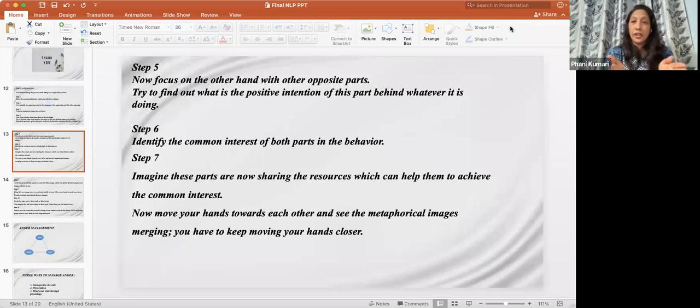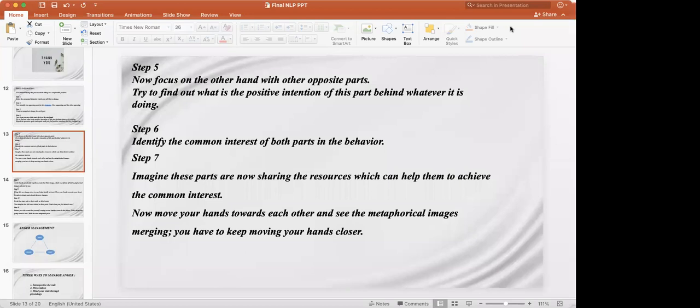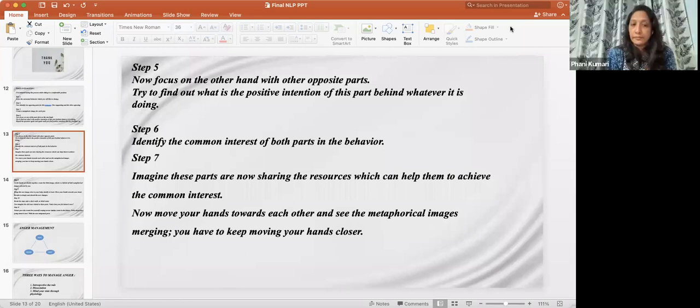Now slowly turn your hands towards each other and try to bring them close. Identify the common interest of both the parts. What is that common interest you have for both the parts? And try to integrate those common interests and see what image you are trying to form. So move your hands closer while making a metaphorical image. Keep moving your hands closer.